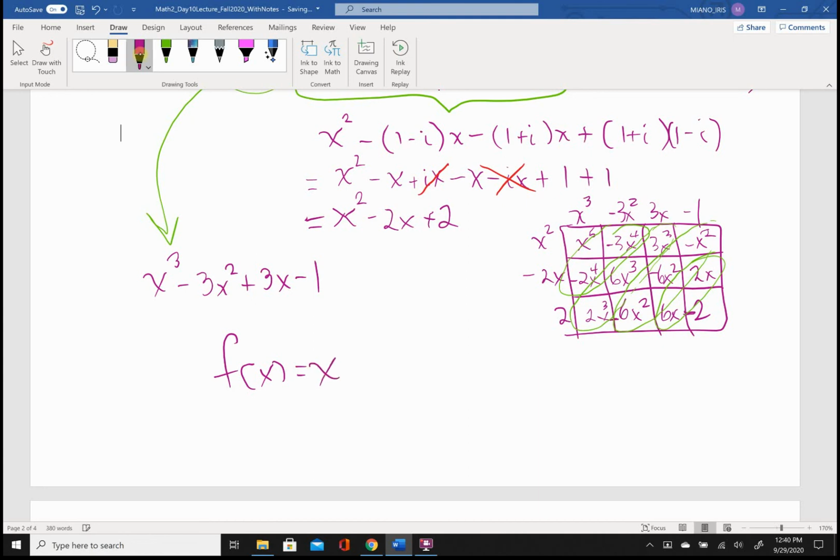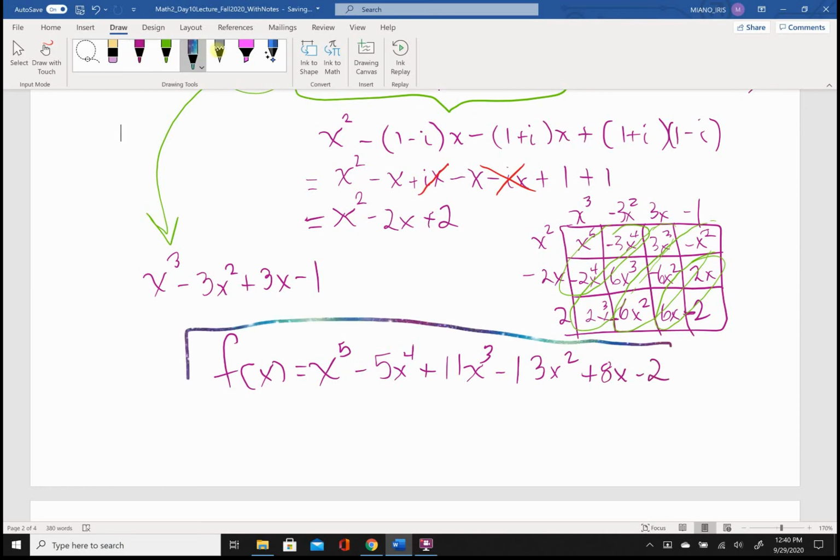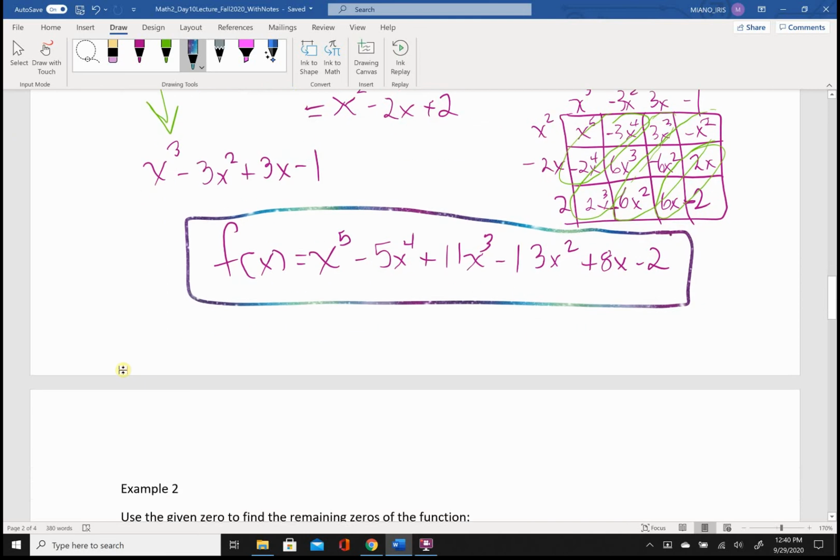So that'll be x to the 5th power minus 5x to the 4th plus 11x cubed minus 13x squared plus 8x minus 2. Now, answers will vary for a problem such as this, but this is the final answer you should expect if you have a leading coefficient of 1. Okay, cool. So that's that.